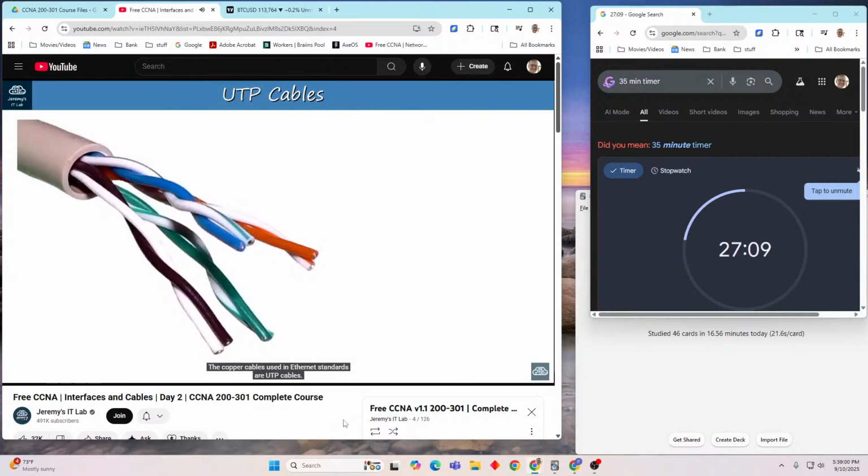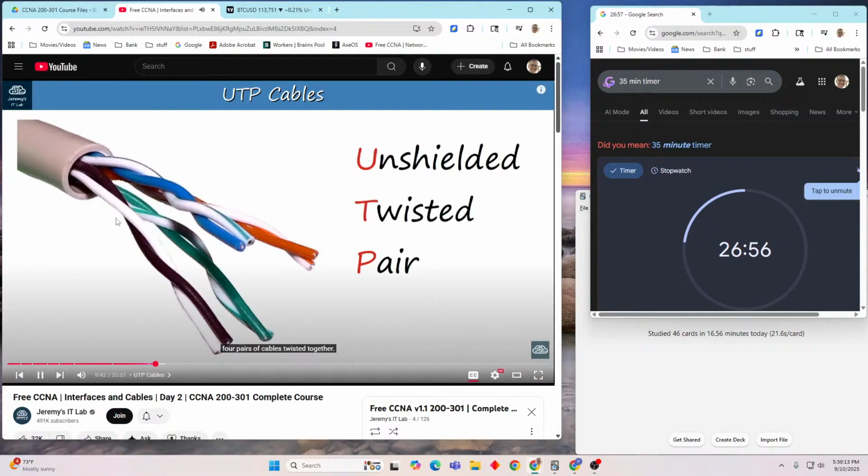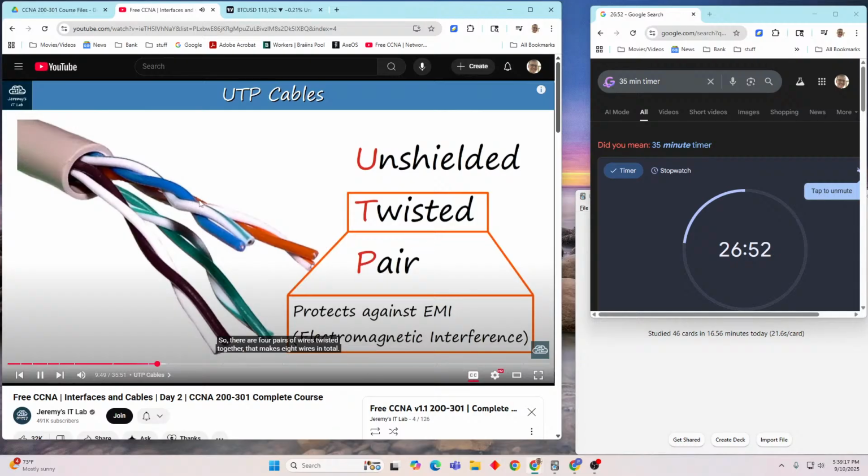The copper cables used in Ethernet standards are UTP cables. UTP stands for unshielded, twisted pair. Unshielded means that the wires have no metallic shield, which can make them vulnerable to electrical interference. The twisted pair part is easy to understand from this photo. As you can see, there are 4 pairs of cables twisted together. The twist actually helps protect against electromagnetic interference, or EMI. So there are 4 pairs of wires twisted together. That makes 8 wires in total.